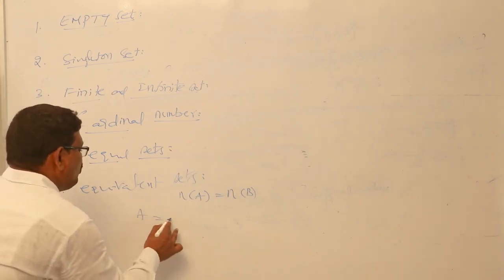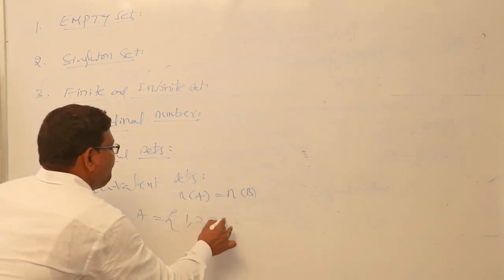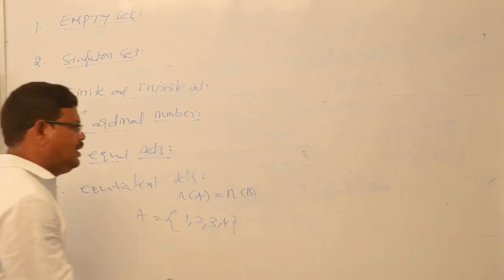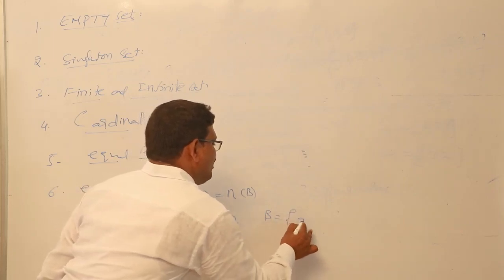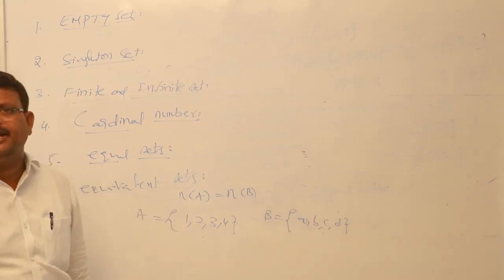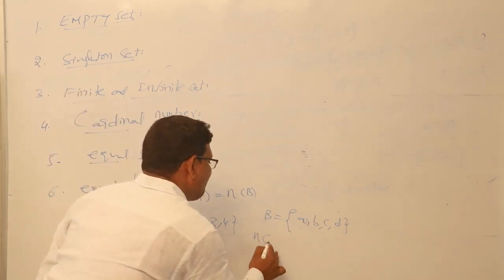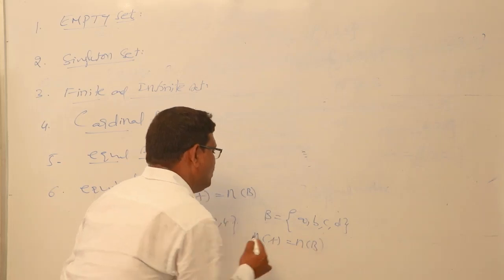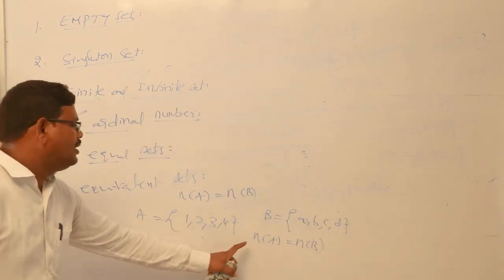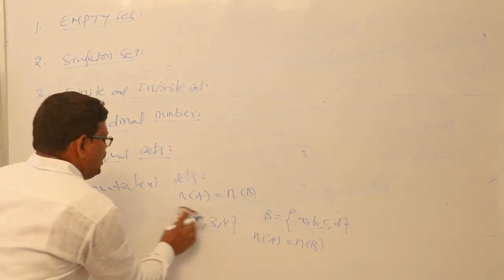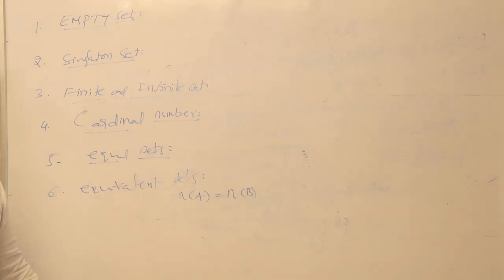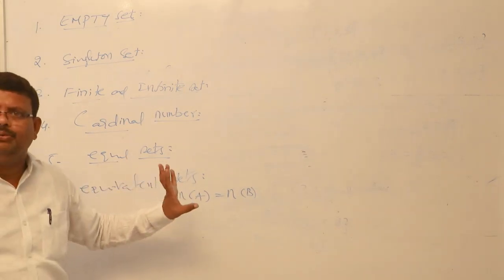Suppose A = {1, 2, 3, 4}. Here the set A has 4 elements. The set B is {a, b, c, d}. It also has 4 elements. Therefore, n(A) = n(B). Therefore, the two sets A and B are equivalent sets, and all equal sets are equivalent sets, but the converse need not be true.